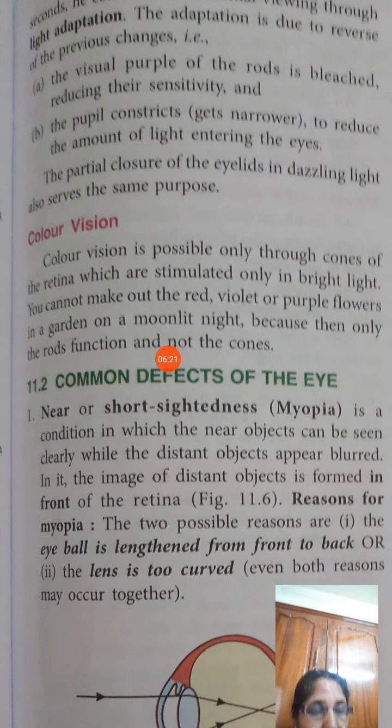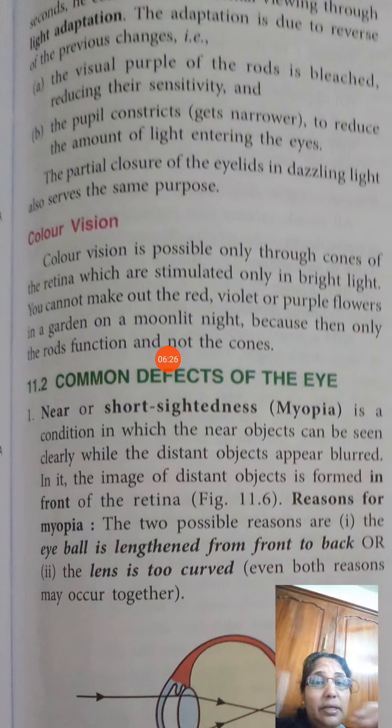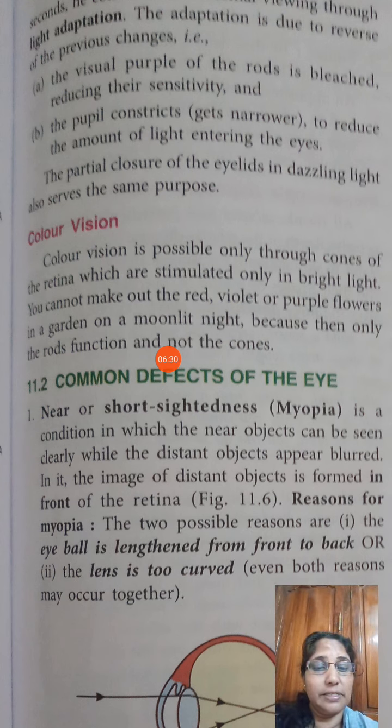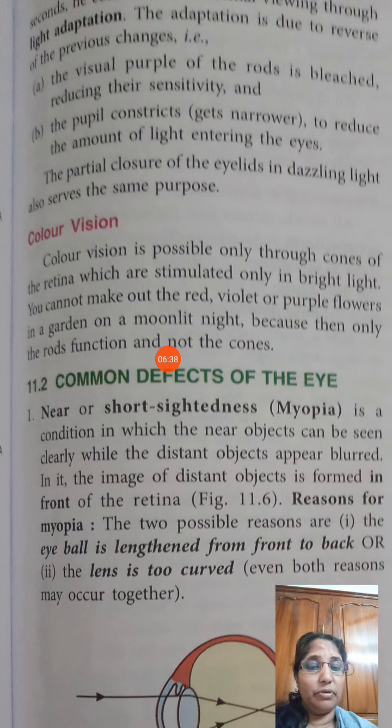Even every day, at dawn, you can experience the same thing in the dim light. If we come to the garden in the early morning, we cannot make out the colors of the flowers or leaves or the clothes that we wear. Then let us see some of the common defects of the eye.